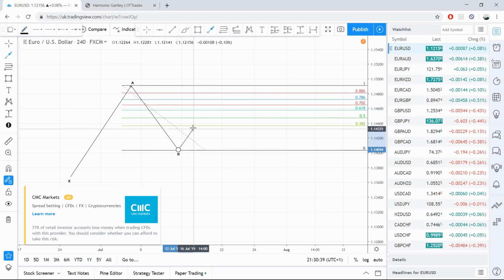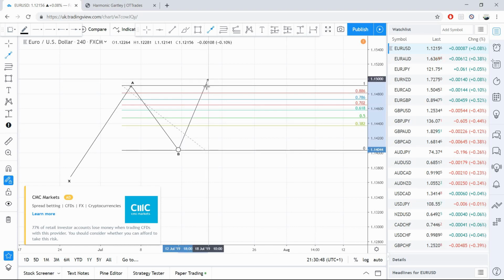Quite simply, we've got to have a wick exceed the 382. If price comes back down and closes below it, so long as that wick has exceeded it, that's still valid. And it cannot go past the 100% level or A. If the wick exceeds this and price comes back down to close below it, that is an invalid pattern. So price cannot exceed this 100% level or the A point. The 382 level, price has got to exceed it at least. If the wick goes through but does not close above it, that's still valid.